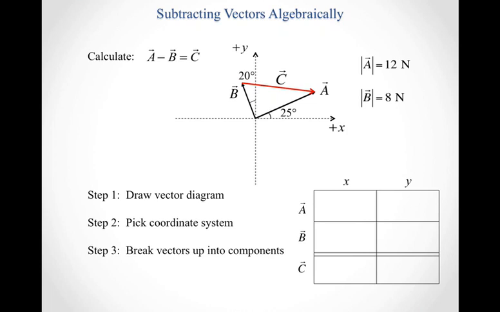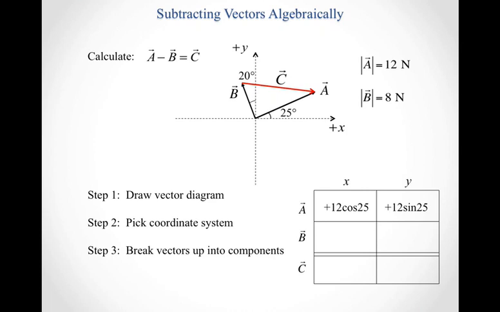y components. Vector A points up and to the right. It has a magnitude of 12 newtons. It makes a 25 degree angle with the positive x-axis. So I know the x component of vector A is going to be plus 12 cosine 25. The y component is going to be plus 12 sine 25.